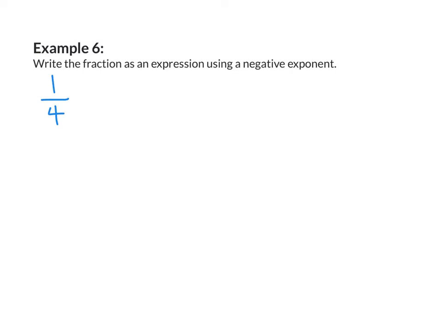Example 6. Write the fraction as an expression using a negative exponent. 1 over 4. I don't see an exponent, but I know that 4 is a squared number, and it can be rewritten as 2 to the power of 2. So now I'm going to move it to my numerator, and then my answer becomes 2 to the negative 2. Example 7. Write the fraction as an expression using a negative exponent. 1 over c to the power of 5. So all I'm going to do is move it to the numerator, and then I'm going to end up with c to the negative 5.